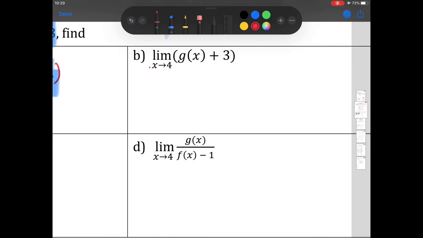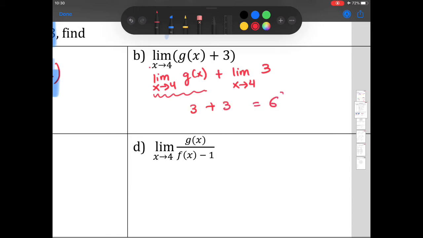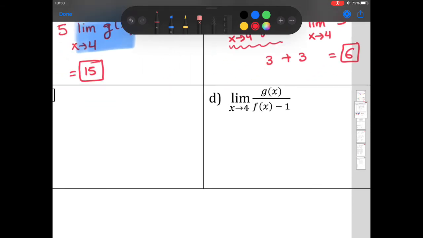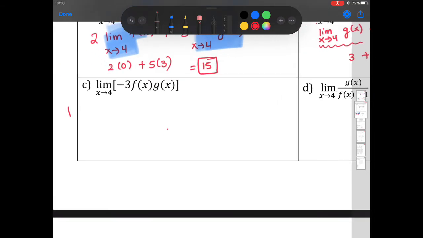Similarly, for b, I can separate it. Limit as x approaches 4 of g of x plus limit as x approaches 4 of 3, right? What do I know about this limit? I know this is just 3 plus, what's the limit of a constant? It is just the number, so it is 6. Yes, so now let's try the next one.